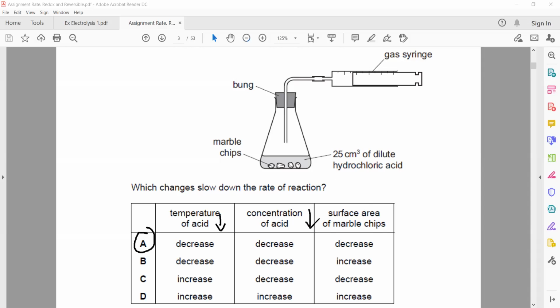We decrease the concentration, so less collision between the particles. And surface area, surface area should decrease, but if the same question was, instead of surface area, they use the term particle size, then the particle size should increase, like we should use lumps. Large particle size is small surface area. Small particle size, large surface area. There's a fifth, that's right.